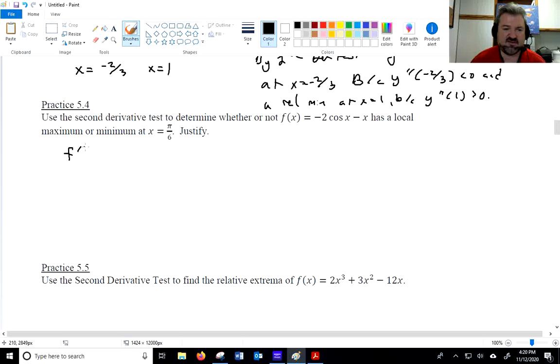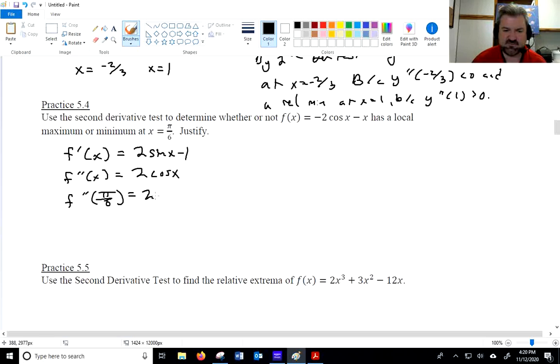All right, this time we're just testing a single critical number, so that's going to make our job a little less work. The derivative of f would be a positive 2 sine of x minus 1. The second derivative of f would be 2 cosine of x. And f double prime of pi over 6 then is equal to 2 times the square root of 3 over 2, which is definitely greater than 0.